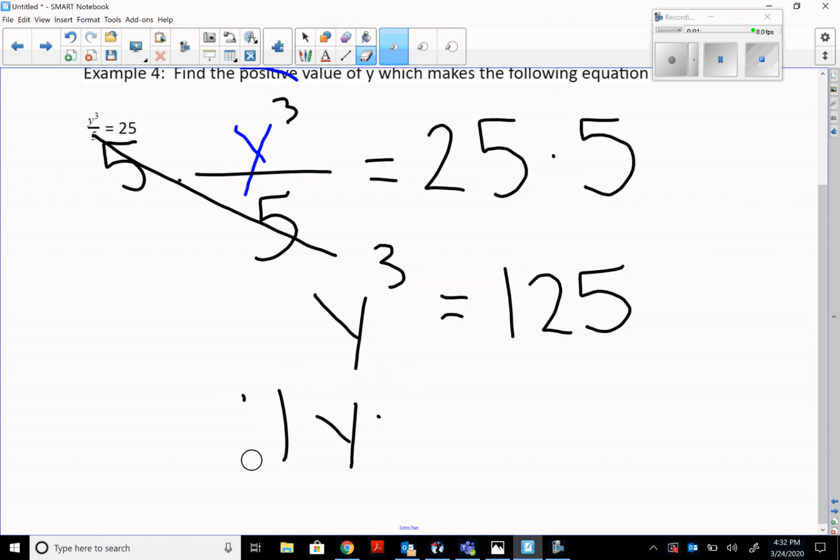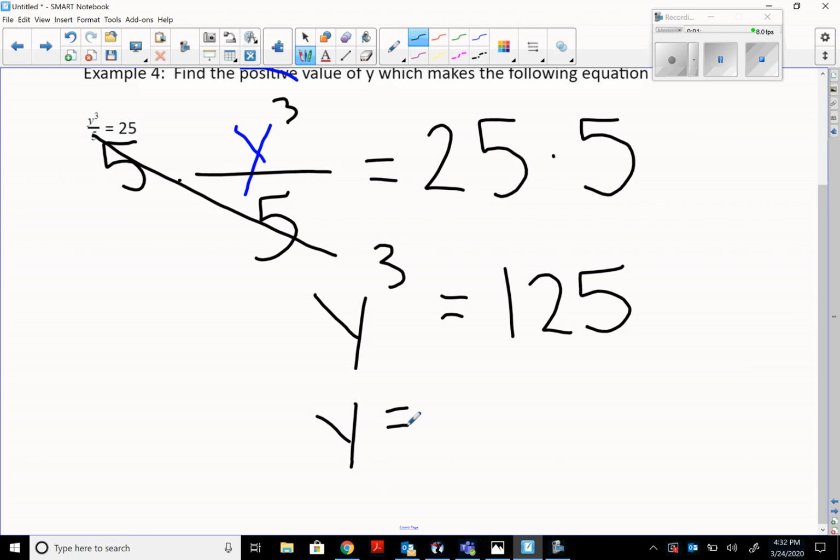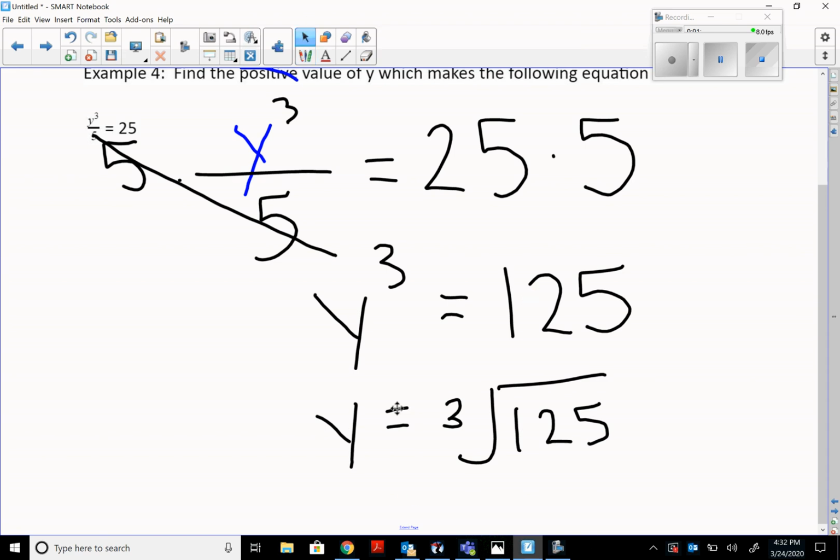And then with all equations, whatever you do to one side, you have to do the same thing to the other side. So I'm also going to take the cube root of 125. Once again, it's one of those perfect cubes that you should have memorized. So you don't have to use a calculator for this one. Hopefully you know it by heart. But the cube root of 125 is 5.